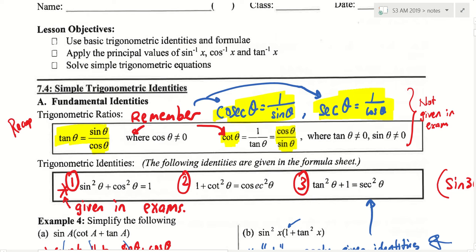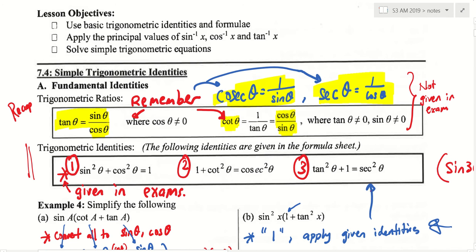Then the new one, these three I'm going to tell you are given in exam. So you label them properly 1, 2, and 3. So later on when I call, I will say, which formula do you use? You use 1, 2, or 3. Now what does 1 mean?